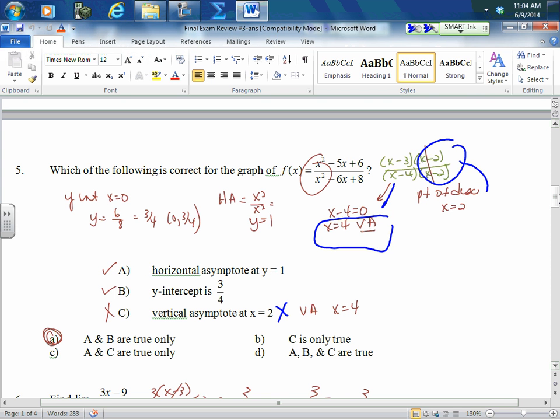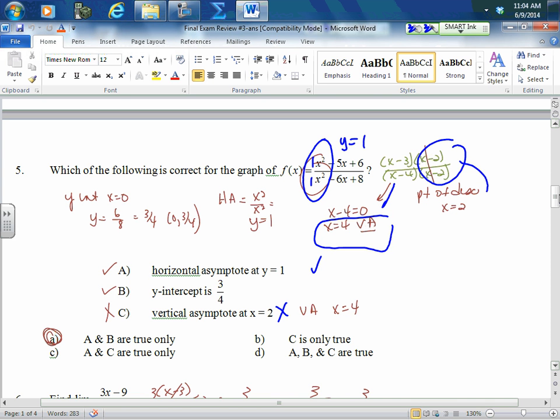A nice way to do this, the same as you do on your SATs, go through each one. Put a check or an x. Don't do this part until the choices, until your x and your checks are there. So does it have a horizontal? When the numerator is the same as the denominator, I have a ratio. Yep, it has a horizontal.